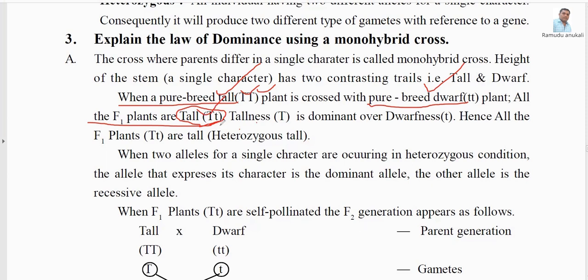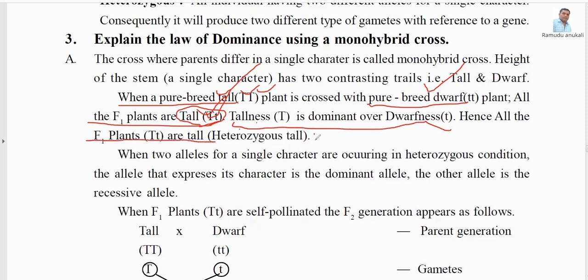So here capital T, tallness is dominant over the dwarfness. Hence, all the F1 plants are tall.